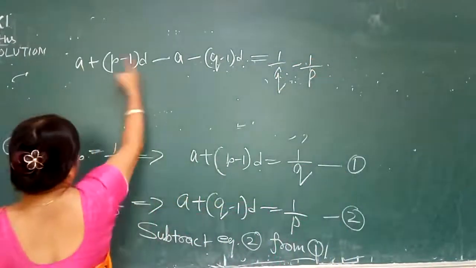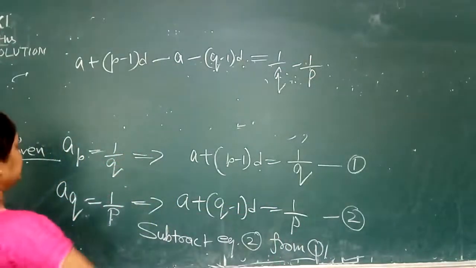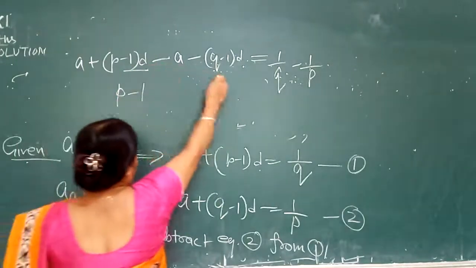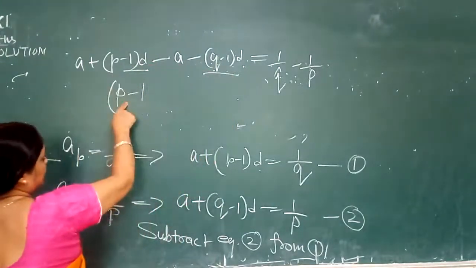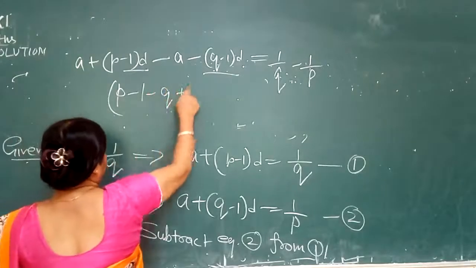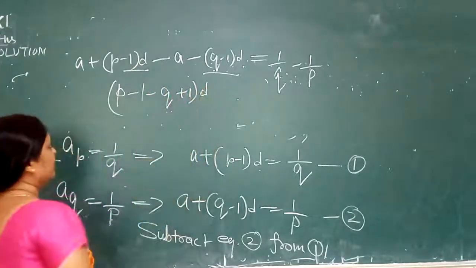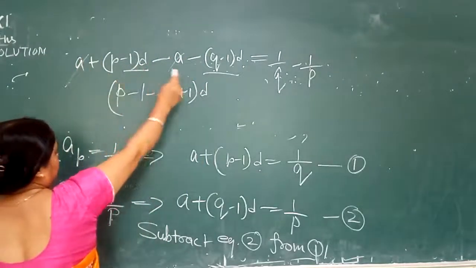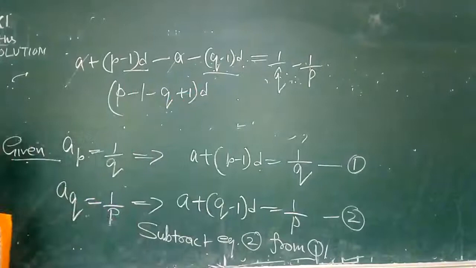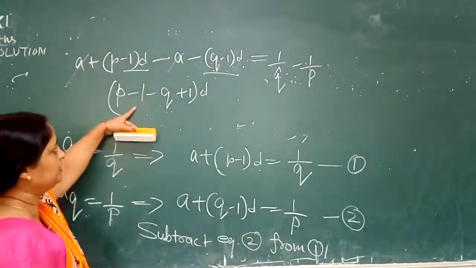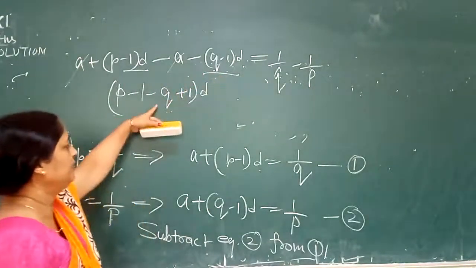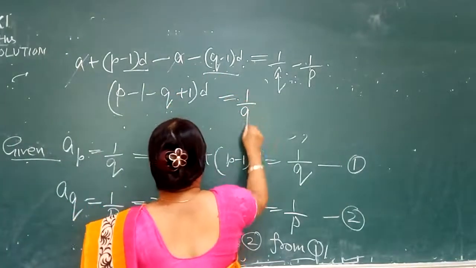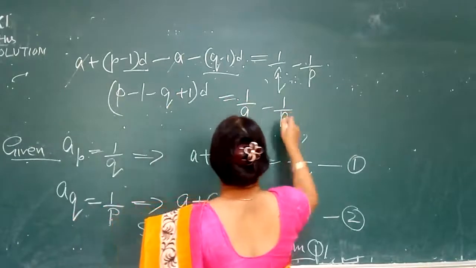Now this a cancels with this a, minus a plus a cancel, so what is left? d is common, so take d common: p minus 1 minus q plus 1, into d, is equal to 1 by q minus 1 by p.